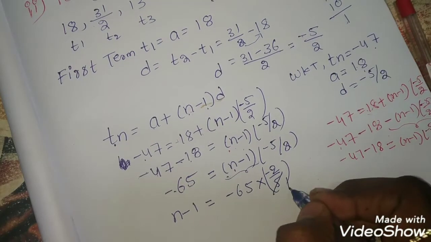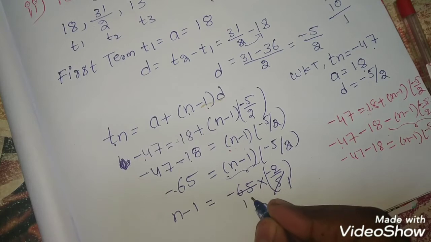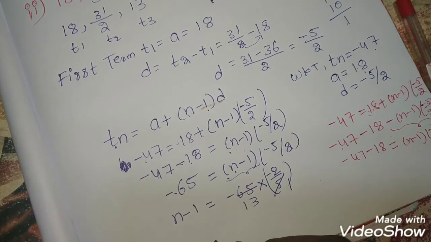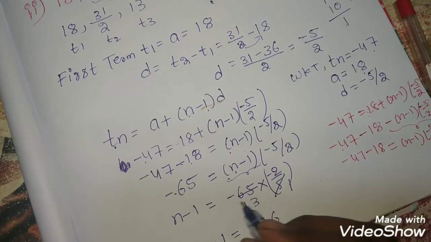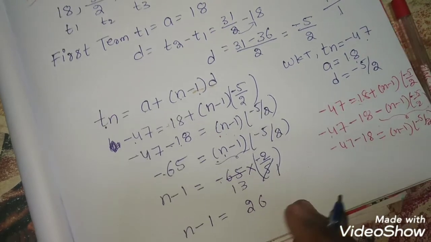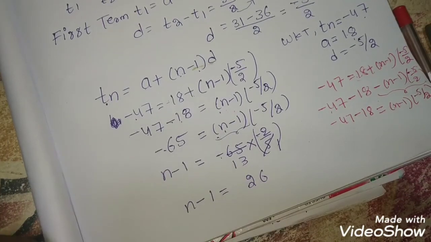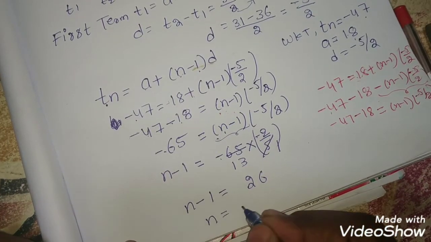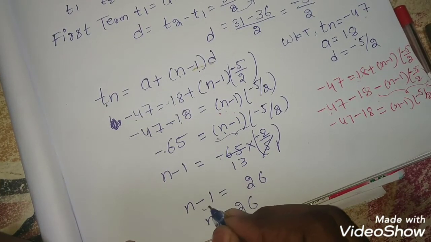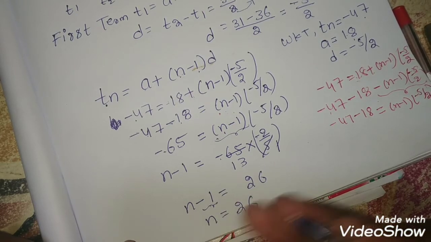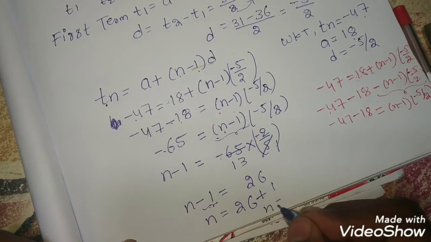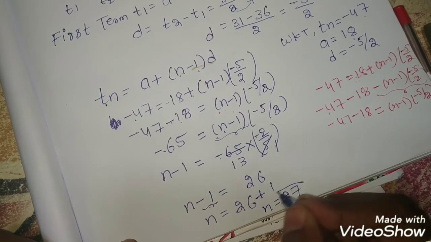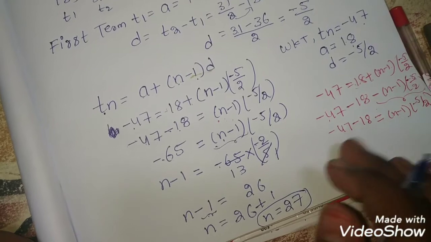Cancel. 5 ones are 5. 5 threes are 15. So n minus 1 is equal to 13 into 2, 26. Here minus into minus, plus 26 we get. But we need n. What is n? n is equal to 26, and see, minus 1 will move to the right side, then it will become plus 1. So what is n? n is equal to 27.